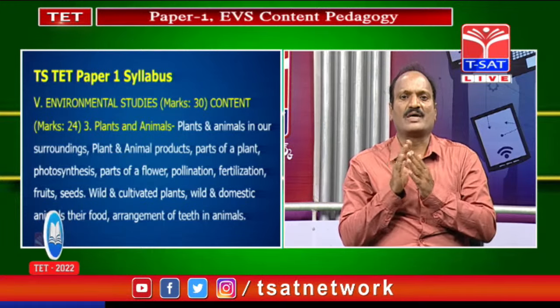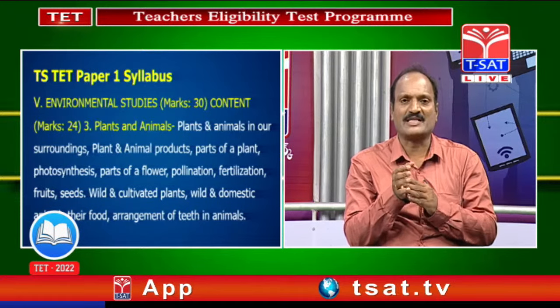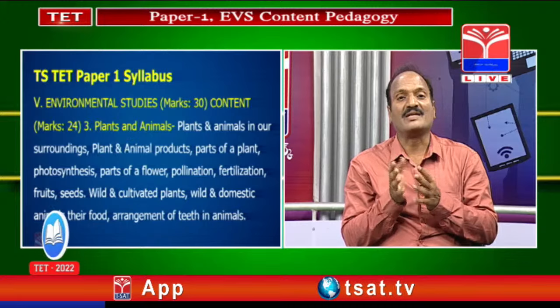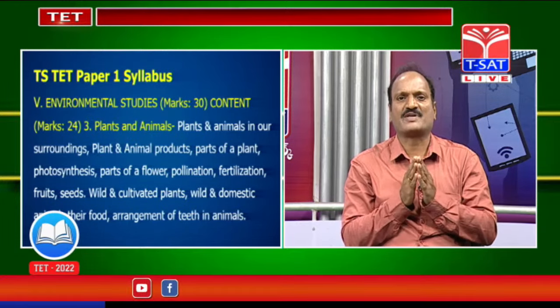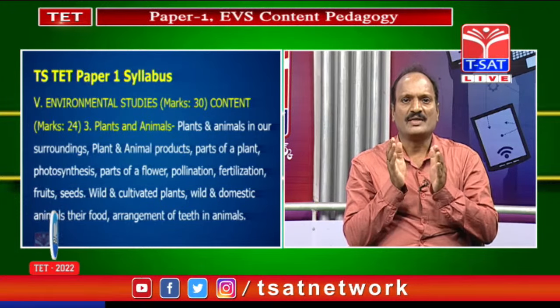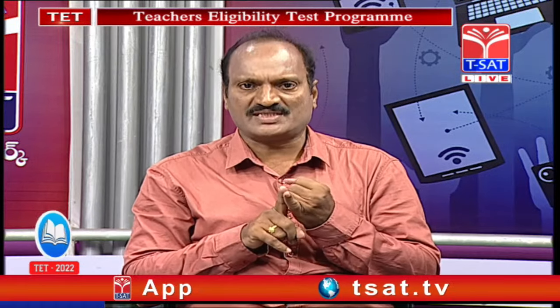Like this, we are going in depth about the animal products. Honeybees produce honey, so apiculture is there. Sericulture, like this, so many types of food products come from animals. About the plants, their parts and functions, we go in depth about photosynthesis.